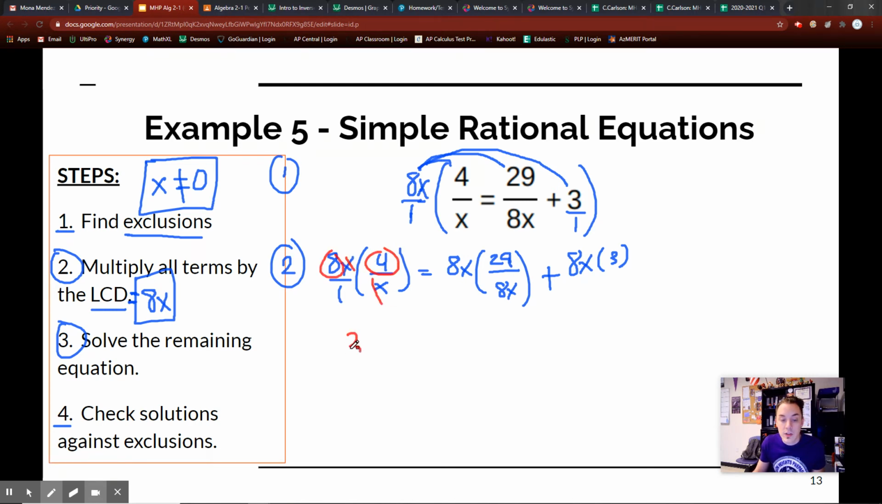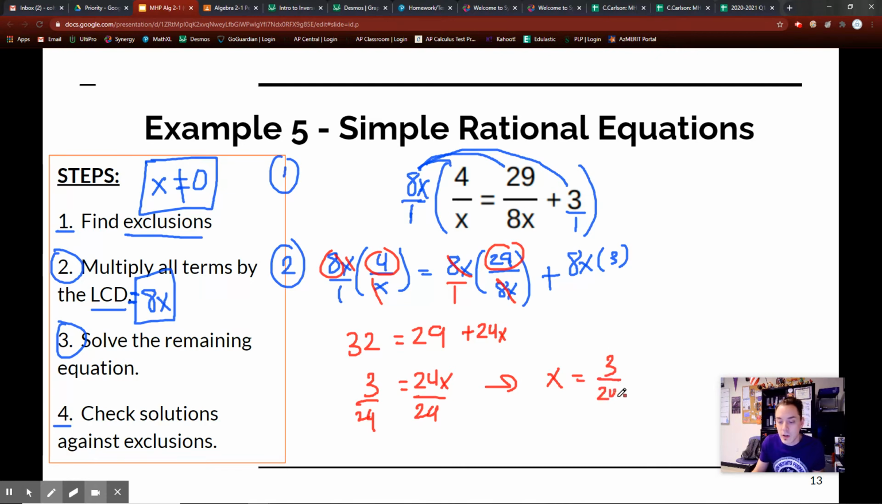What am I left with? I'm left with 8 times 4, which is 32. The 8x's go poofy because that's technically over 1, right? And so what am I left with? I'm just left with 29. Okay? Notice how my fractions are disappearing? That's what I want. And then plus 8x times 3, that's just going to be 24x. I minus the 29 over, so that becomes 3. And this equals 24x, divided by 24, divided by 24. So x equals 3 all over 24. Each one is divisible by 3, so 3 divided by 3 is 1, 24 divided by 3 is 8. This is my final answer.